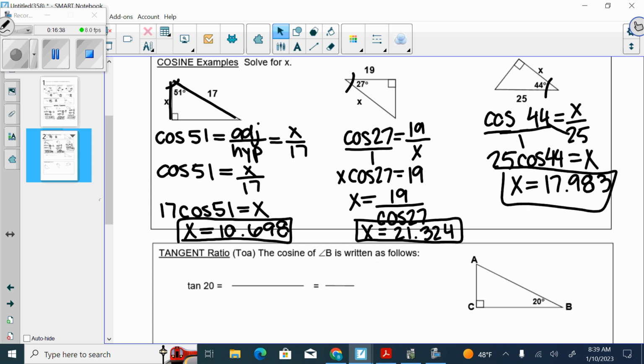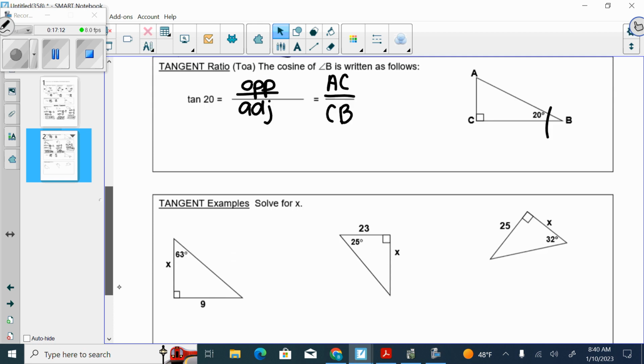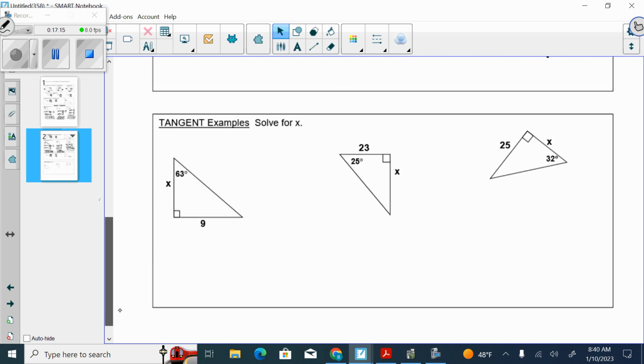All right, and then the last ratio that we haven't practiced using is tangent. Tangent, remember, comes from the TOA in our acronym SOHCAHTOA. So what is our ratio for tangent? All right. So in this drawing over here, which side is opposite my angle of 20? Very good. And what's adjacent? Good. All right. So we're going to look at these last 3 examples here.